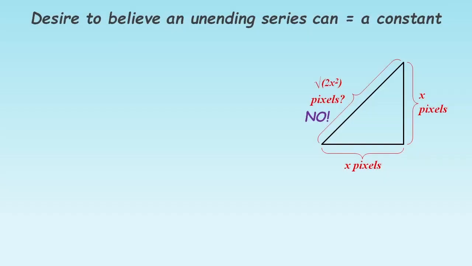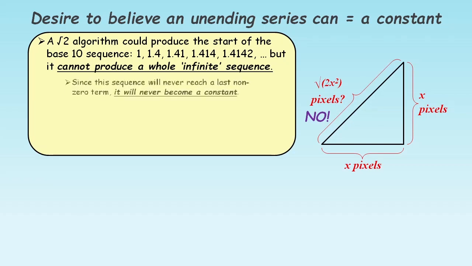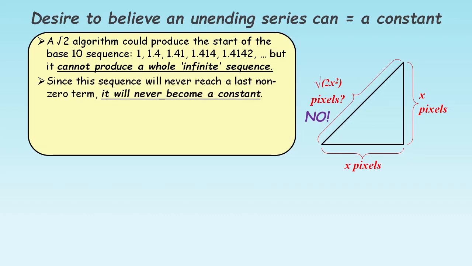We can't actually draw a line that is exactly the square root of 2 of any unit of measurement. All we can do is draw a line that is close to some value in the sequence of values generated by a square root of 2 algorithm. Such an algorithm can't complete. It can't do an infinite amount of work and say, there you go, I've produced a constant that is the square root of 2.